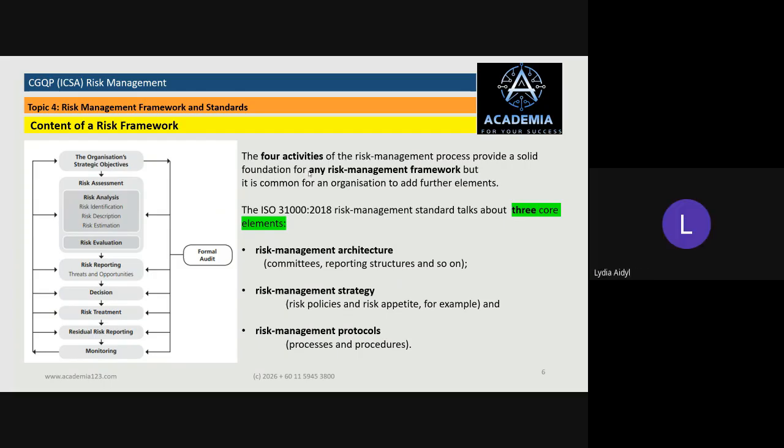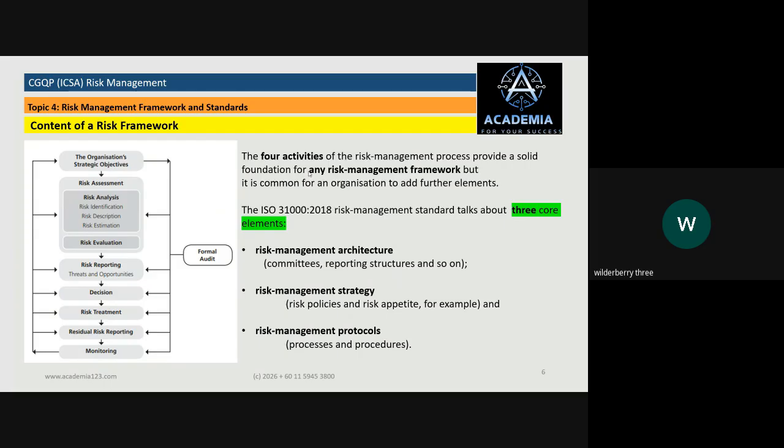When you think about ISO 31000, we have three core elements. They say we have a risk management architecture. That's the committees and reporting structures, how you set up your structure in the company, your risk architecture. Then we have the risk management strategy. That's how you deal with risk in general, which means which risk policy you have in place.